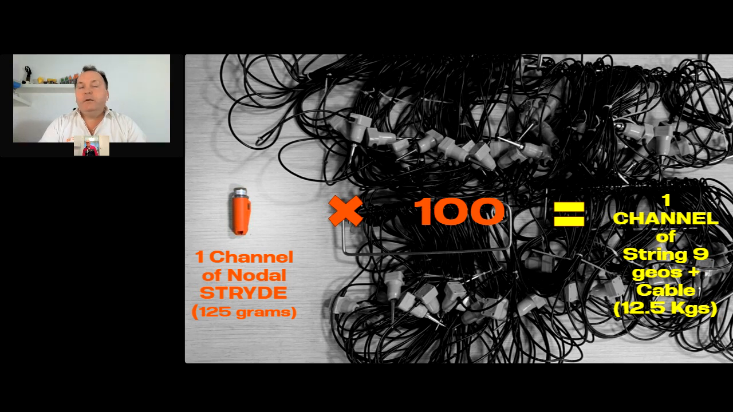One Stride node weighs about 125 grams. And in comparison, for all of you knowledgeable of seismic, one string of 9 geophones plus a cable channel is about 12.5 kilos. So when you have 100 Stride nodes in your backpack, you have about the weight of one channel of a cable plus a string.